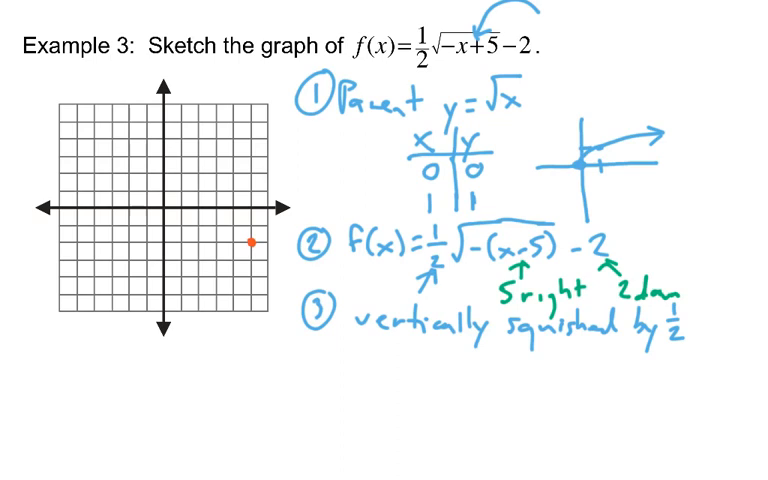Then there's this negative inside the radical. Quantities inside the functions have some sort of horizontal effect. If the negative were on the outside, you'd shift over the x-axis. If it's on the inside, you shift over the y-axis.